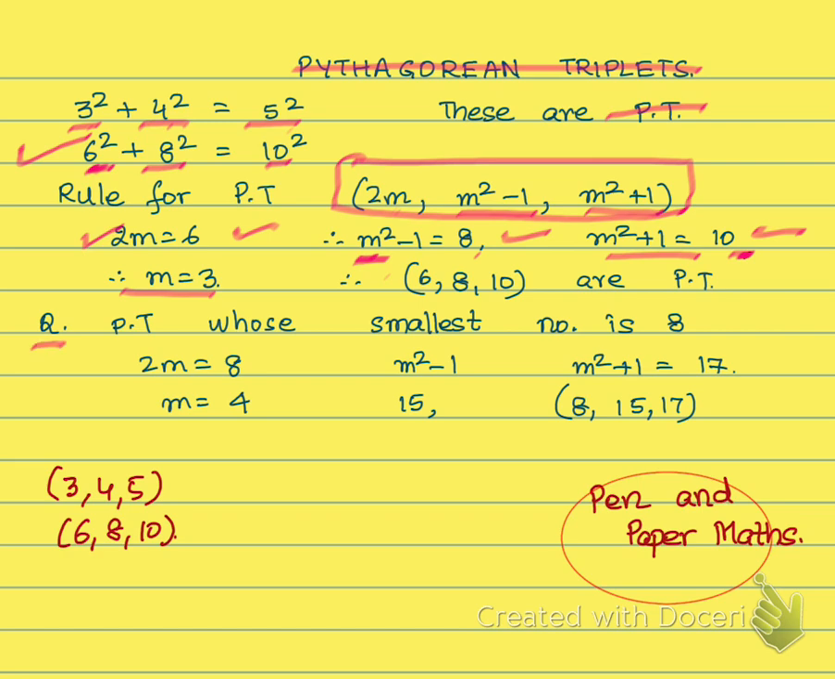Similarly, let's take a question here. Find a Pythagorean triplet whose smallest number is 8. Now, if we are saying the smallest number, that means we are talking about the first value. That means 2m equals 8. In other words, m equals 4 over here, right? That means m square minus 1. Now, since I have found m, 4 square minus 1 gives me 15. Similarly, 4 square plus 1 will give me 17. Hence, I get the Pythagorean triplet 8, 15 and 17.